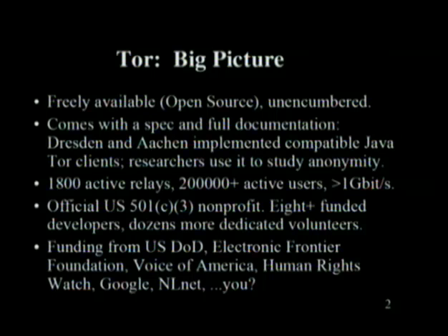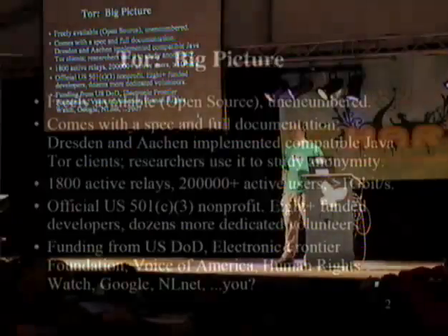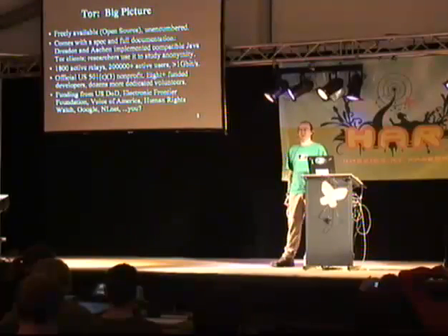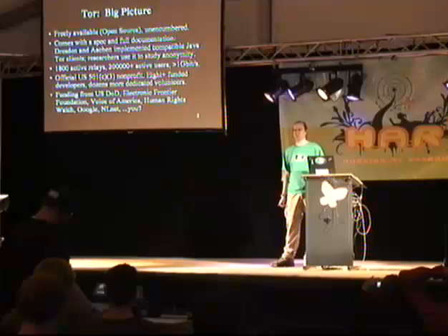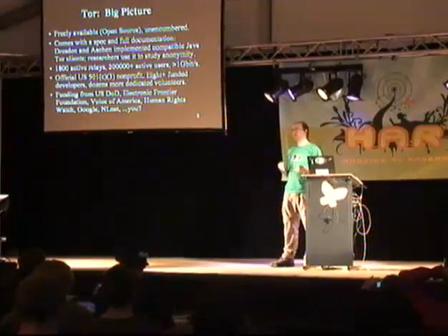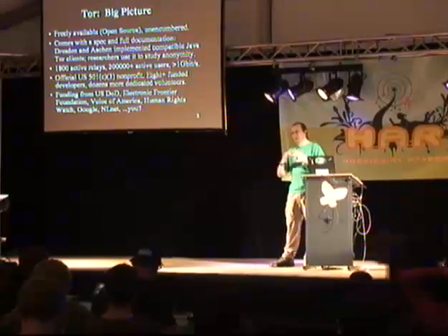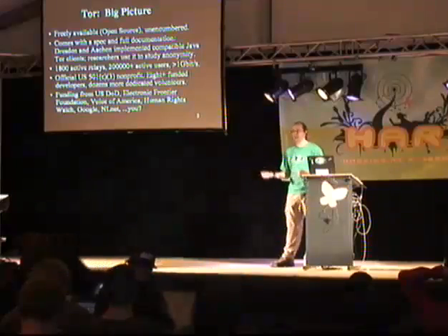So Tor is free software, open source, unencumbered. It comes with a specification and full documentation, RFC style, that describes exactly how you can build your own compatible Tor client. And a number of people out there have done that. There's a group in Dresden that built their own Tor client, and another one in Aachen, and a fellow at Yale University built his own. And part of the fun of this is that we actually can describe all the details of what properties we think that Tor gives you. So you can look at it and check for yourself and analyze it, and we tell you as much as we know about how it works.